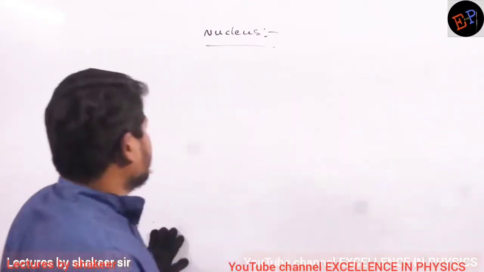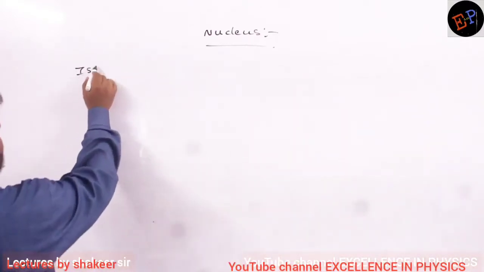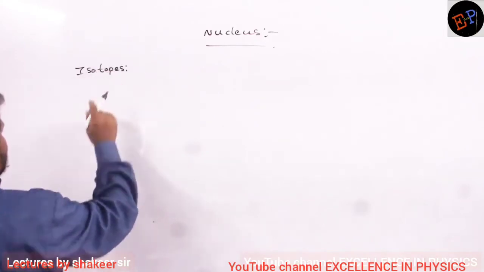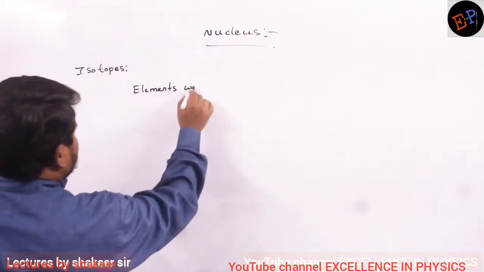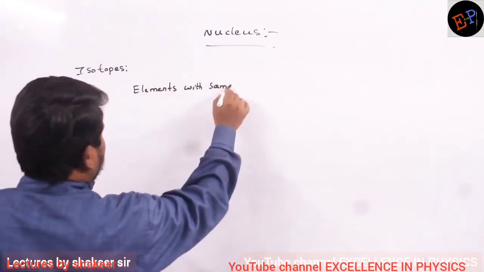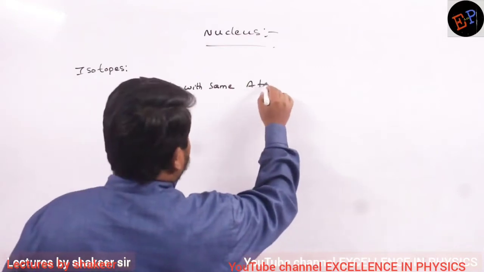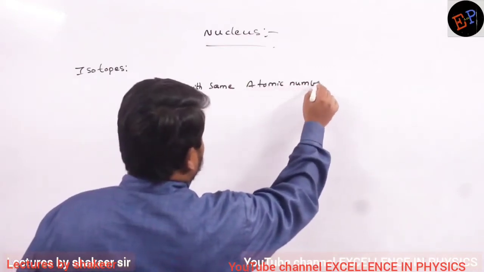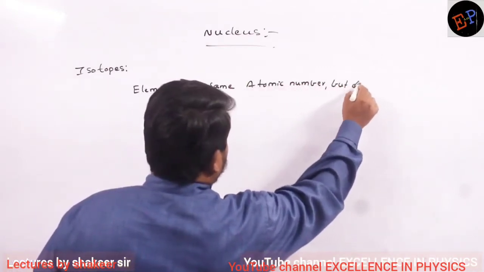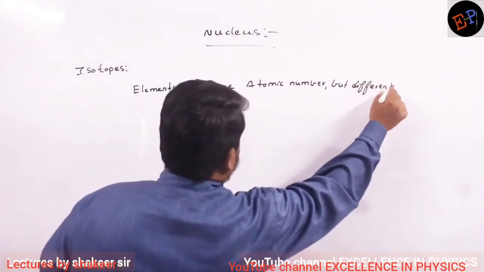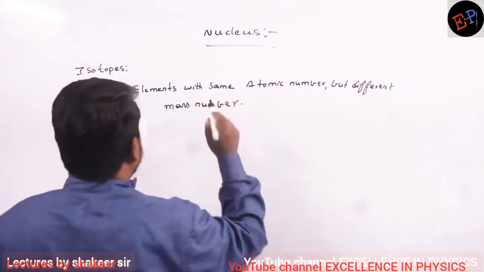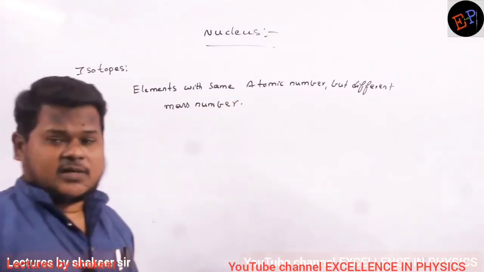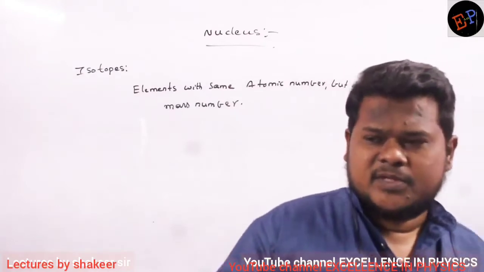Then we will discuss some very important types of elements called isotopes, isobars and isotones. What is meant by isotopes? Isotopes means elements with the same atomic number but different mass number. They are called isotopes. It means the atomic number should be the same, and the mass number should be different.